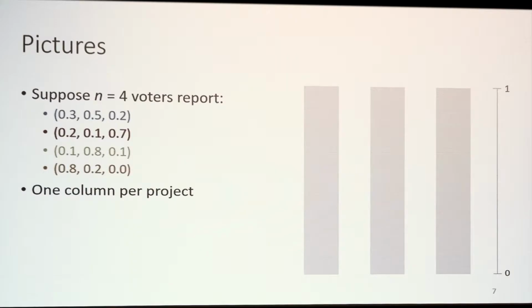All right, so let me get into how we do this. First, I'm just going to introduce a new style of picture. I'm going to ditch the pie charts that I had before, and instead represent profiles on a picture like this. We're going to have one column for each project, and we're going to represent a vote by a series of horizontal bars. So this 0.3, 0.5, 0.2 vote has a bar at height 0.3 in the first column, 0.5 in the second, 0.2 in the third. And so we can put more votes on there. This now has exactly the same information as a series of pie charts.